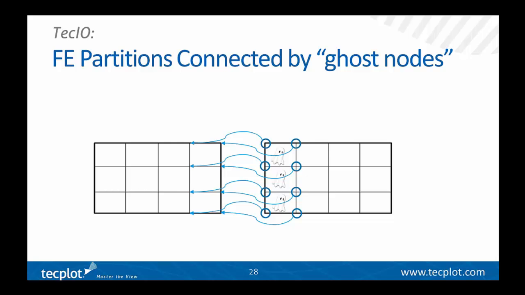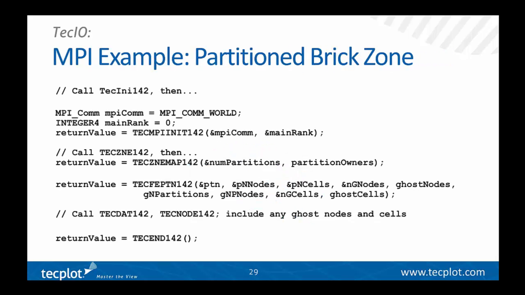Here's an example using the MPI specific calls. You'll note first we get a communicator. We're just using MPI_COMM_WORLD, but if you have a subset of MPI ranks that are doing the output, you can create your own communicator. The only rule is every rank in the communicator has to participate in the output process because we have some collective calls which would hang up otherwise.